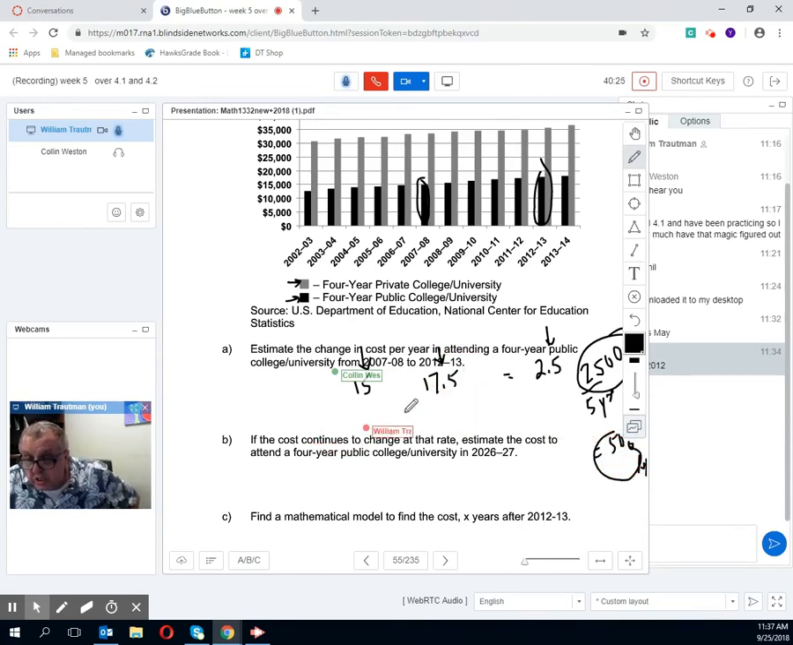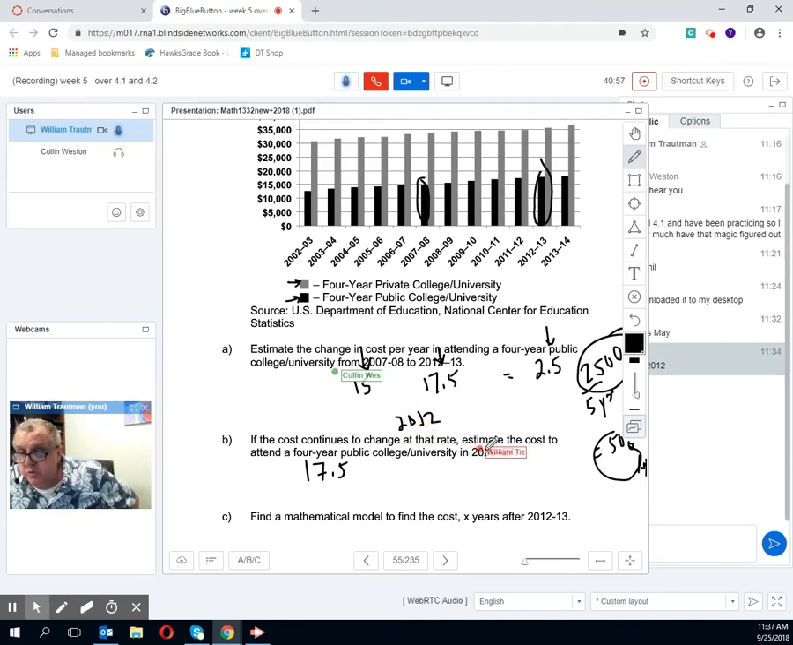So estimate the cost in 2026. So if at 2012 it's, what do we say 2012 was? 17.5. We want to know what the cost in 26 is. So from 2012, and we want to go to 26.